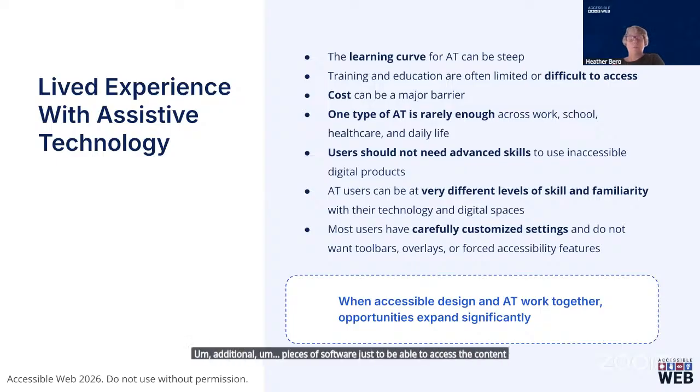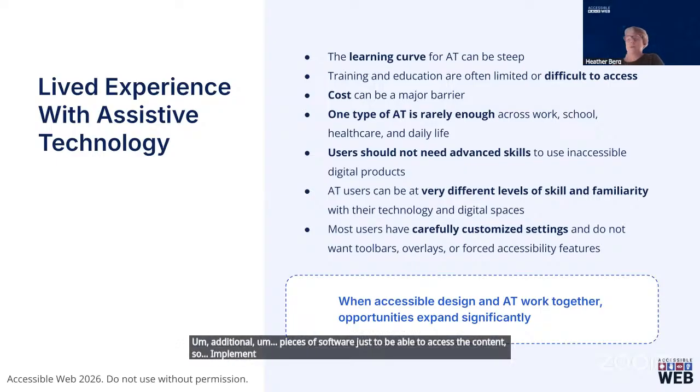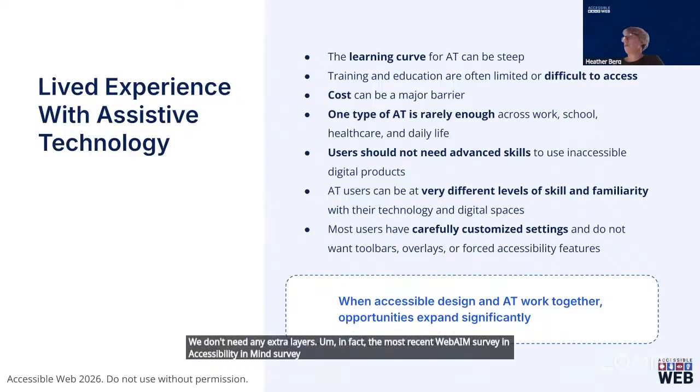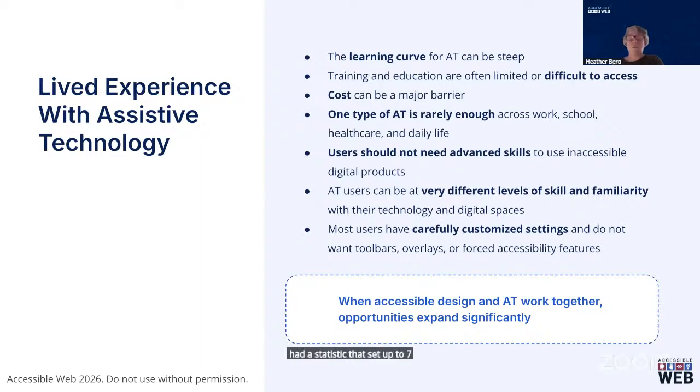So implement WCAG, do it the right way. We'll roll up with our assistive tech. We don't need any extra layers. In fact, the most recent WebAIM Accessibility in Mind survey in 2024 had a statistic that said up to 71% of users with disabilities will categorically just leave a site if they encounter an overlay or an accessibility widget. So yeah, there's that.